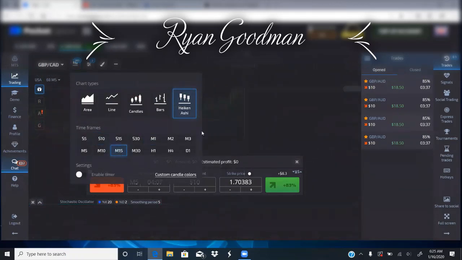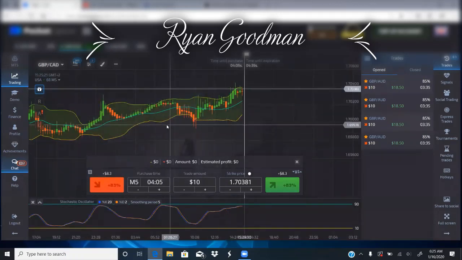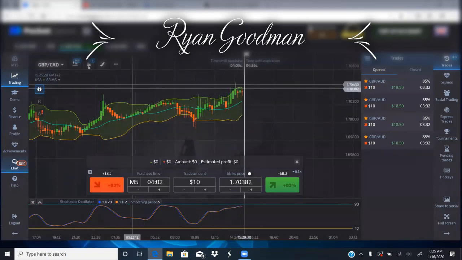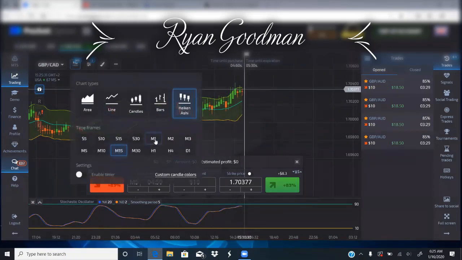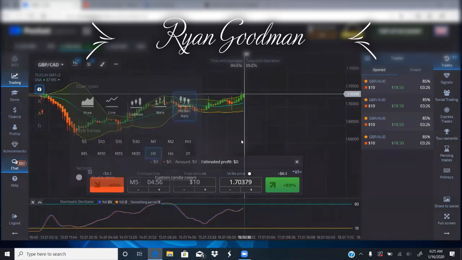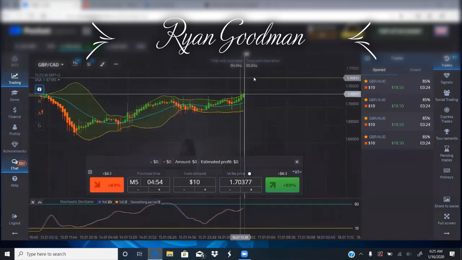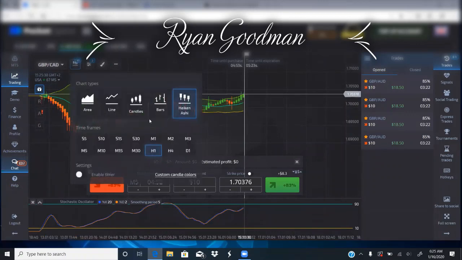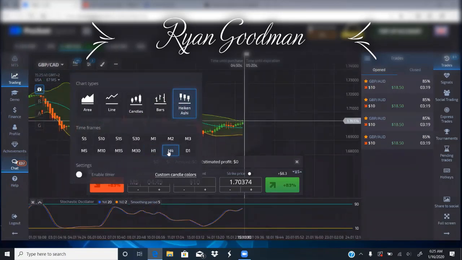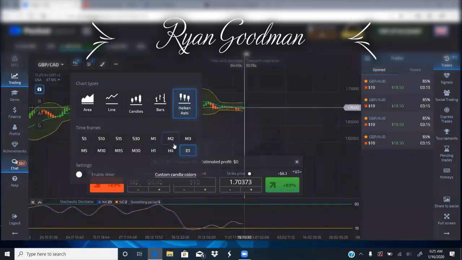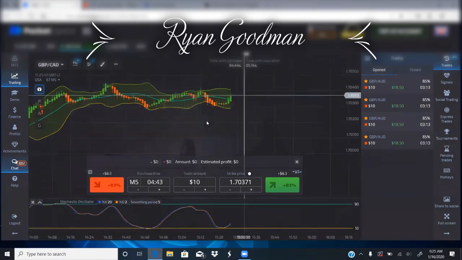So now I'm checking out GBP CAD. We're on an uptrend. We're getting doji candles formed at the upper Bollinger Band. We're overbought on the stochastic. We're at the middle. We're at the upper Bollinger Band on the hourly chart as well. So we should be seeing a reversal here coming soon.